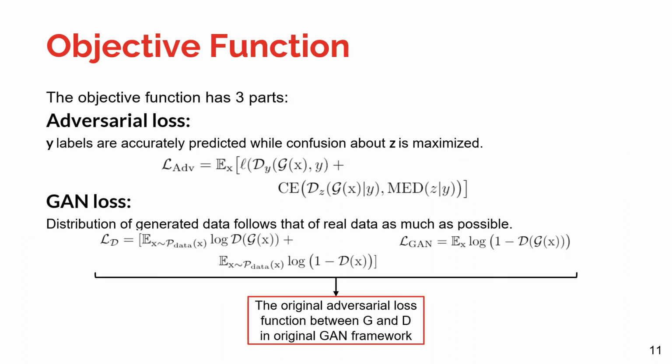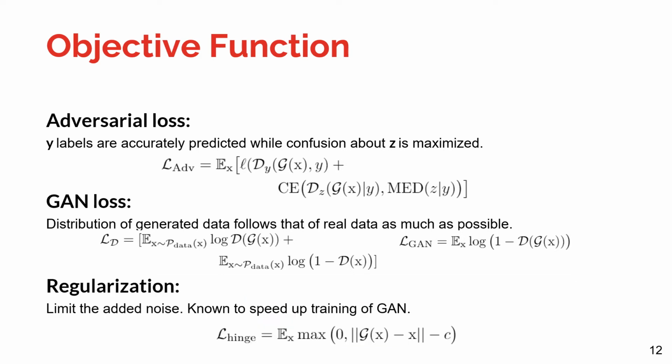The next part is the original adversarial loss between G and D in the original GAN paper, where the discriminator tries to distinguish between real and fake data points, while the generator G tries to fool the discriminator D. And finally, we use regularization in the form of a hinge loss to limit the amount of noise that is added to the data.